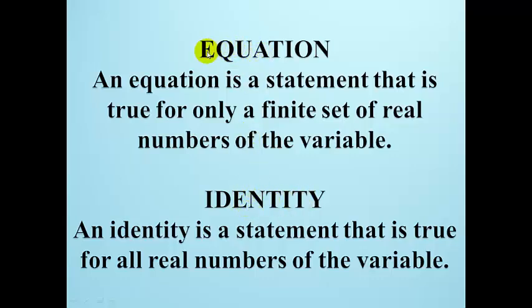The difference between an equation and an identity. An equation is a statement that is true for only a finite set of real numbers of the variable. But the identity is a statement that is true for all real numbers of the variable. So, an equation is true for only a finite set of real numbers, but the identity is true for all real numbers of the variable. Now, let's look at the illustration.